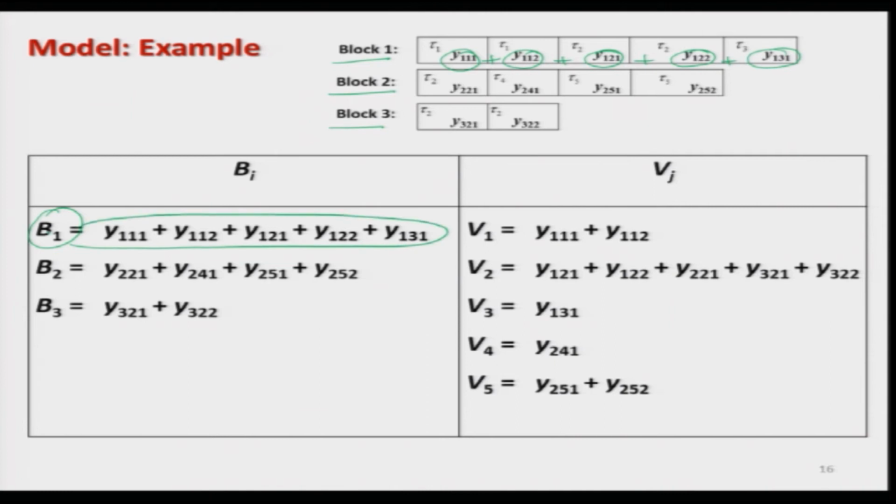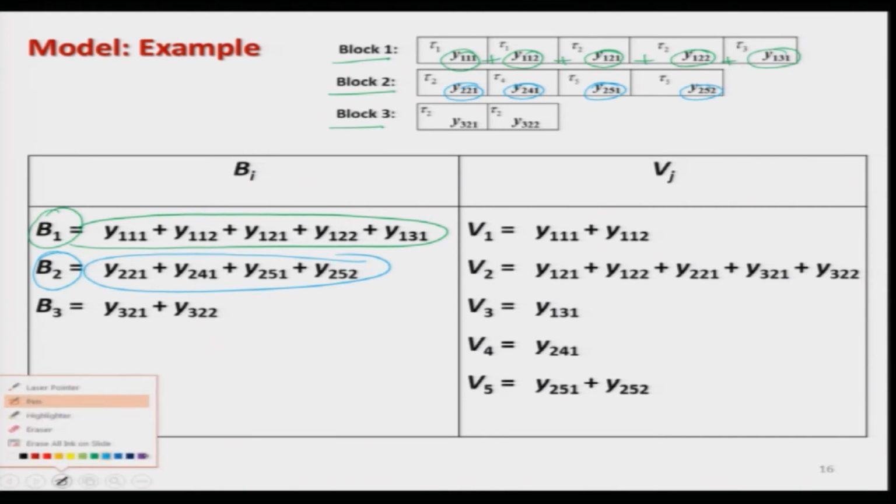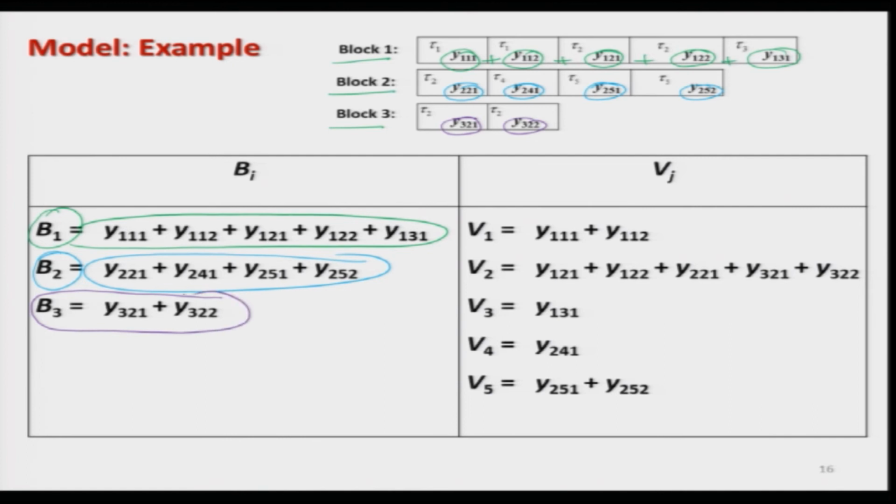And similarly, if you add the values in block number 2, which are y221, y241, y251, y252, this is going to give you the value of capital B2. And similarly, if you take the sum of y321 and y322, that is going to give you the value of the third block total B3. So, now you can see you can very easily obtain these block totals.